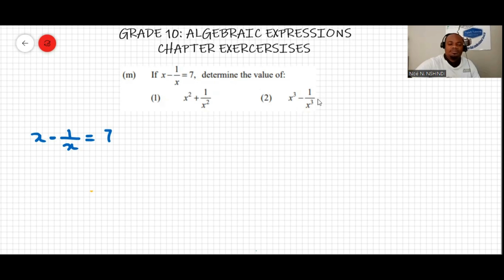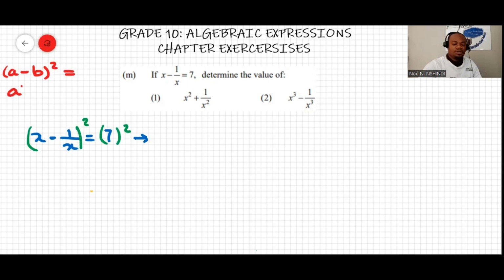Now we need to find the value of x squared plus 1 over x squared. How can we do that? Let's see. If we raise this part to the power of 2, and that also to the power of 2, we can write here first. Now I use the property that says (a minus b) to the power of 2 is equal to a squared minus 2ab plus b squared. I want to apply this.